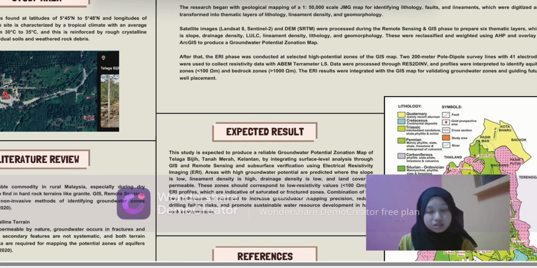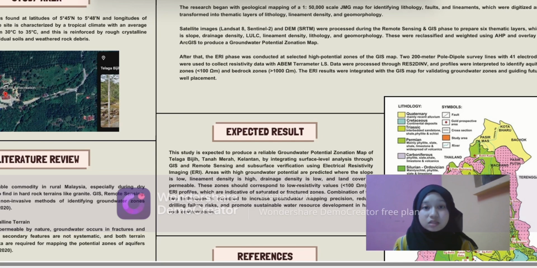At the end of this research, the main output will be a detailed and reliable groundwater potential zonation map, especially for the Telaga Bunga area. This map is developed by integrating both surface indicators like slope, lineaments, and land use from GIS and remote sensing, and then validating those predictions using ERI data collected in the field.